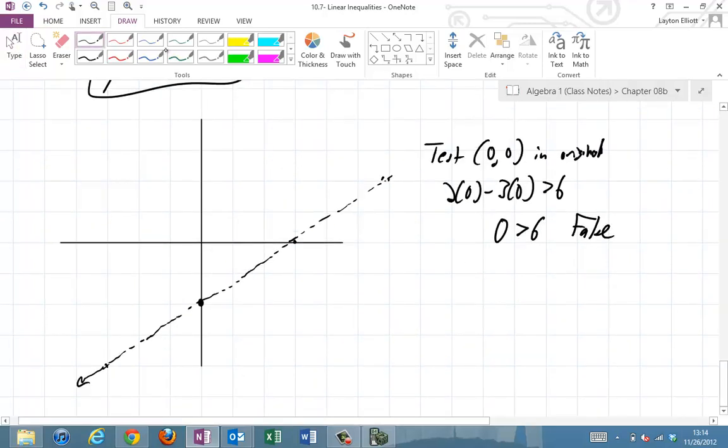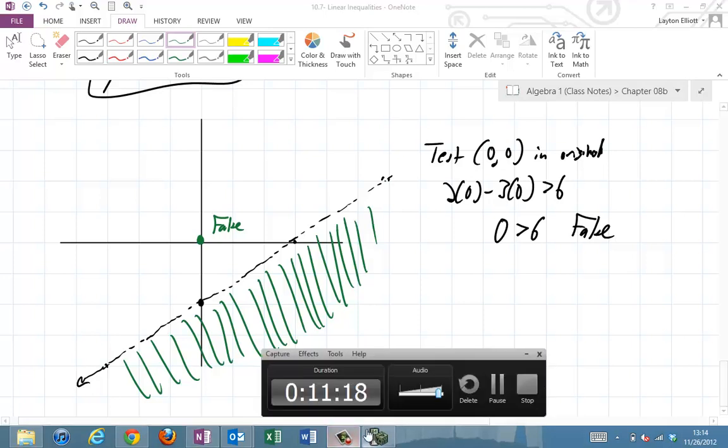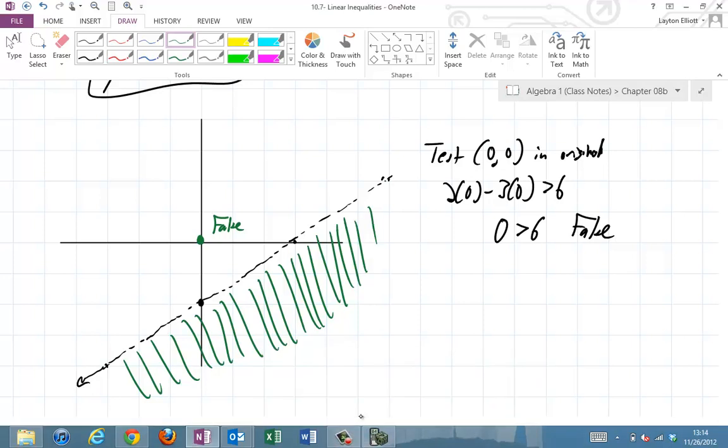Since that's false, and I tested the point 0, 0, I want to shade not where that point is. I want to shade on the other side of that point. You never want to shade on a false, you always want to shade on a true. So, regardless of which way you worked, we're shading down. And that is the end.